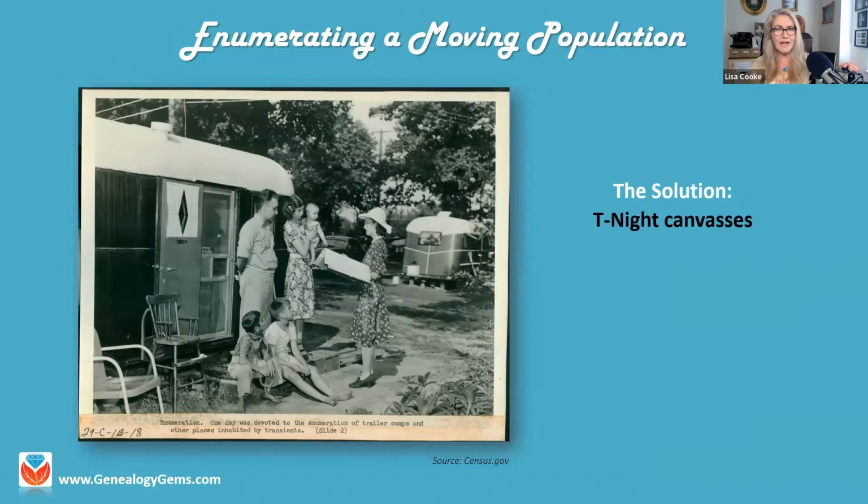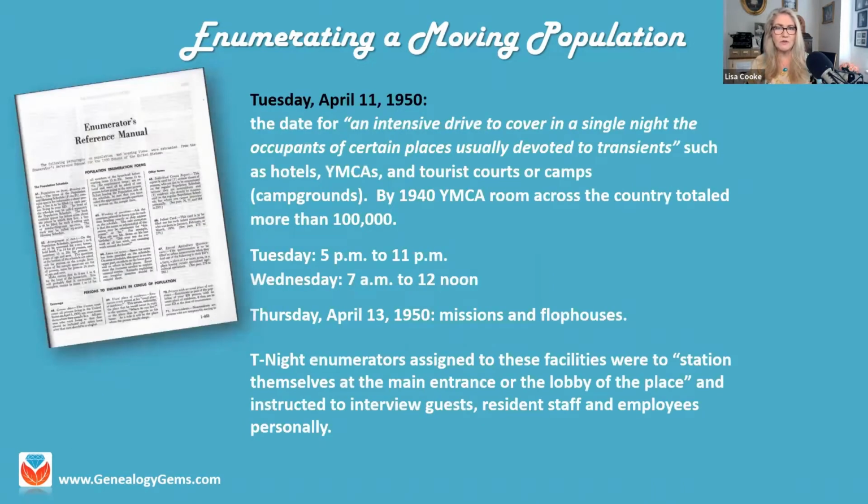The census enumerators had a special T-night canvas. Okay, and that was the solution to this idea that people were on the road, there were new highways being built, they were camping, they were touring, they might have been homeless. They might have been just back from the war and not living at home, but actually on the road headed to a big city and trying to get work. So maybe they were staying at a YMCA. T-night canvas was designed to find them. So on Tuesday, April 11th of 1950, they had this intensive coverage of all the places where they thought that people who were on the move might be.